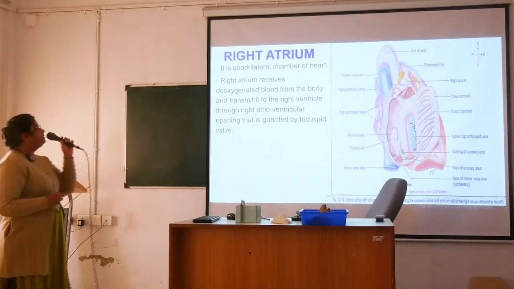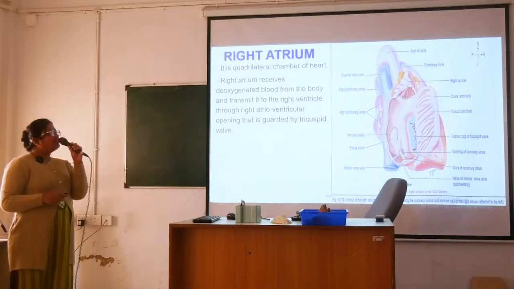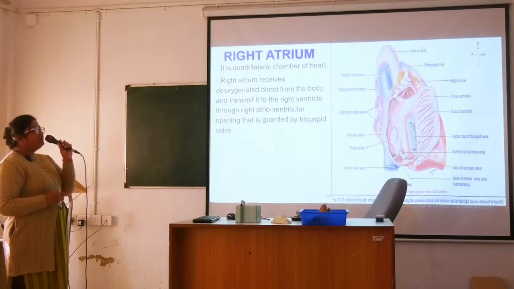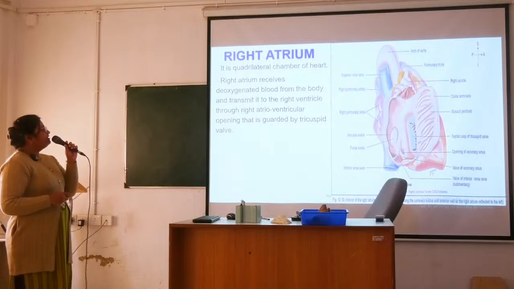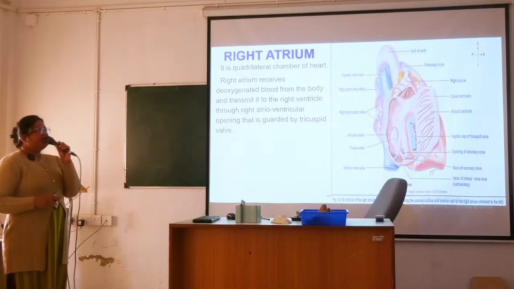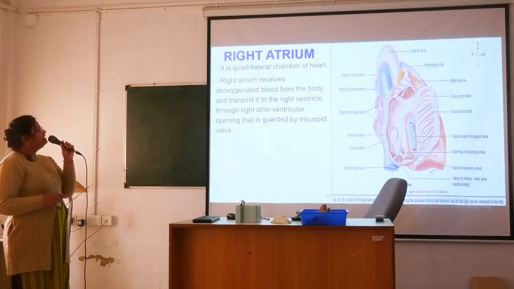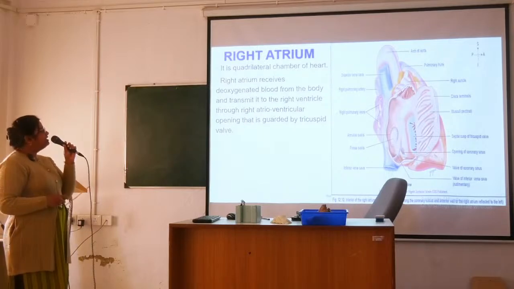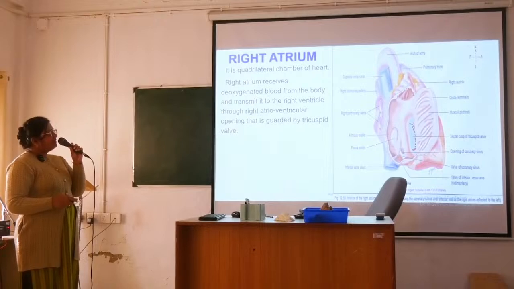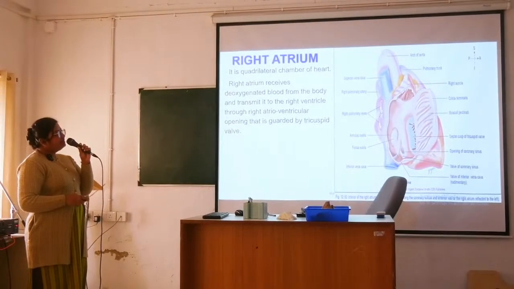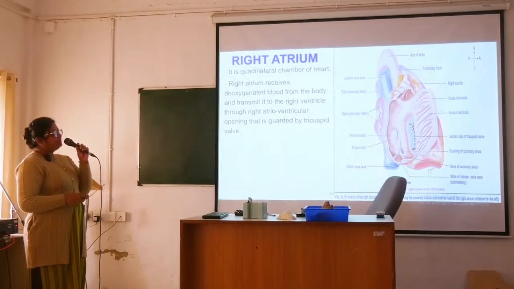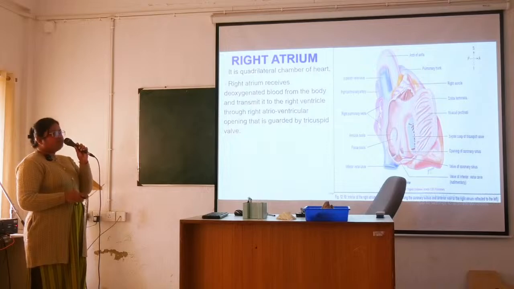So the right atrium is a quadrilateral chamber of the heart, and it receives the deoxygenated blood from the body and transmits it to the right ventricle through the right atrioventricular opening, which is guarded by the tricuspid valve. Here, this is the right atrioventricular opening guarded by the tricuspid valve. This is one valve cusp. This is the septal cusp, you can see.